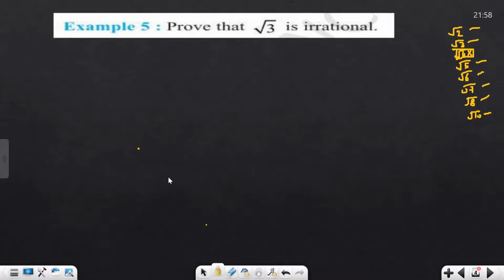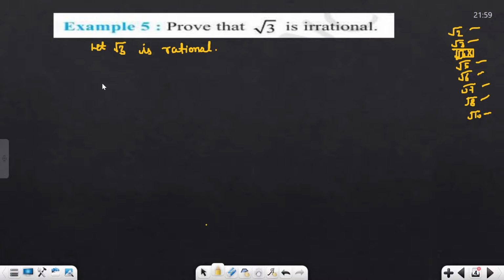Okay, come. First, tell me the first step. First step, we just assume the opposite. Let root 3 be rational. If it is a rational number, it means it can be represented in p by q form.